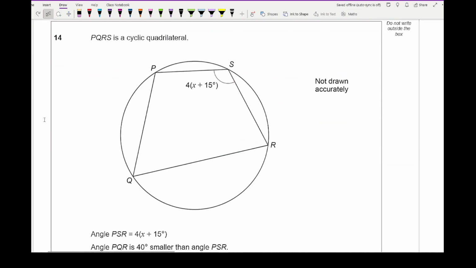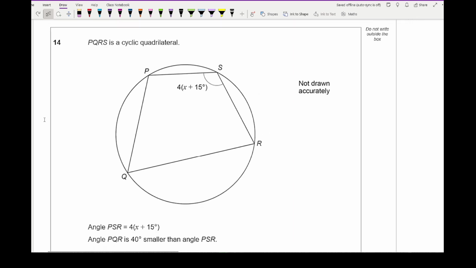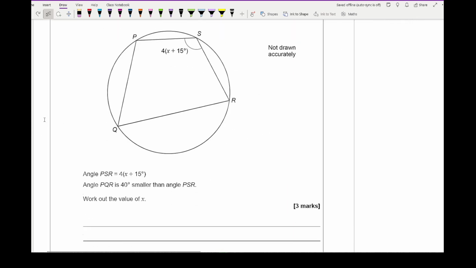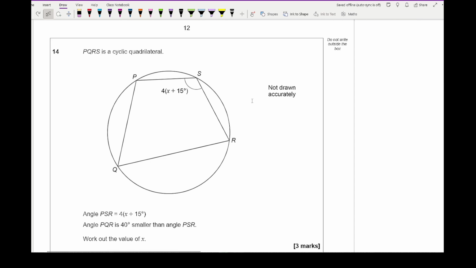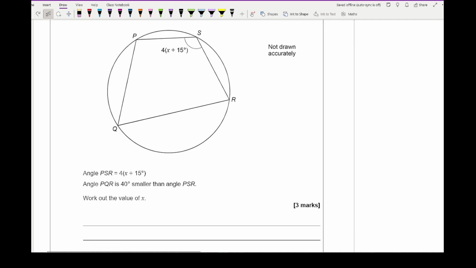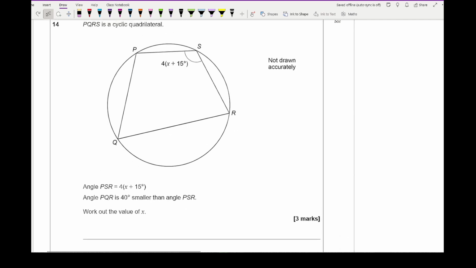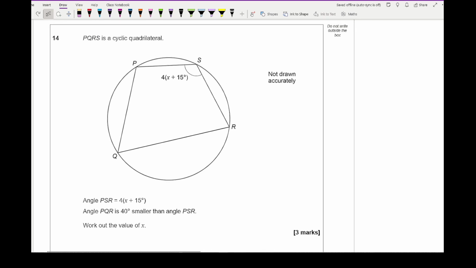Moving on to question 14, let's zoom out so we can see the entirety of the question. It says that PQRS is a cyclic quadrilateral, and angle PSR equals 4x plus 15 degrees, and angle PQR is 40 degrees smaller than angle PSR. Work out the value of x.